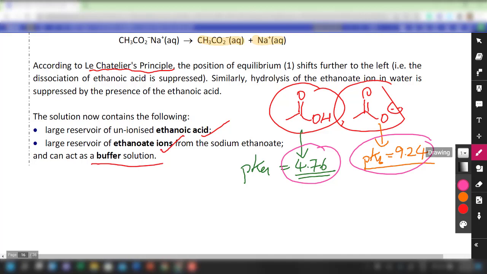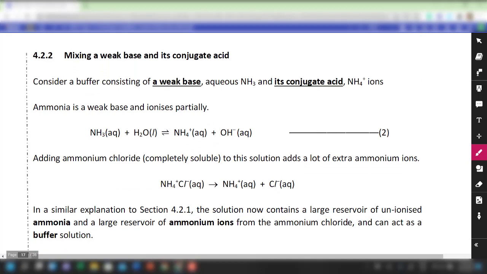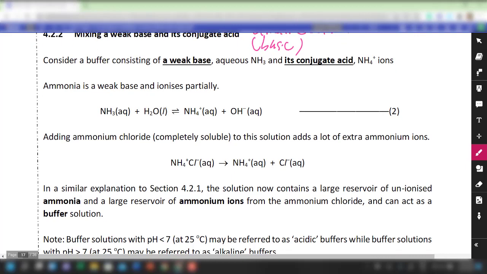With this, I think you should be able to understand why the mixture of a weak base and its corresponding conjugate acid will produce an alkaline buffer. So this will produce an alkaline buffer, or you can just call it a basic buffer as well. So when you combine the two, you're going to get a basic buffer.